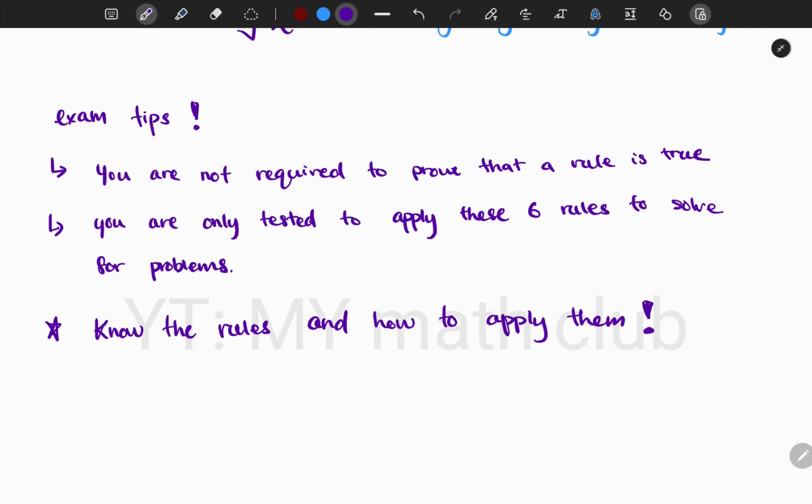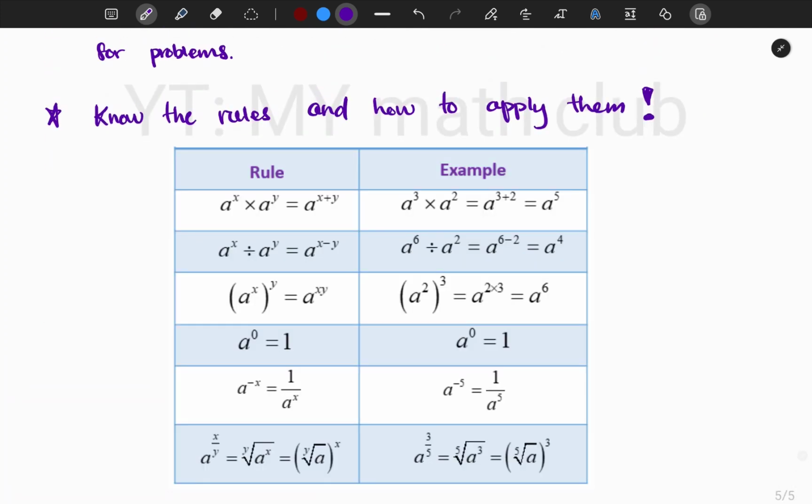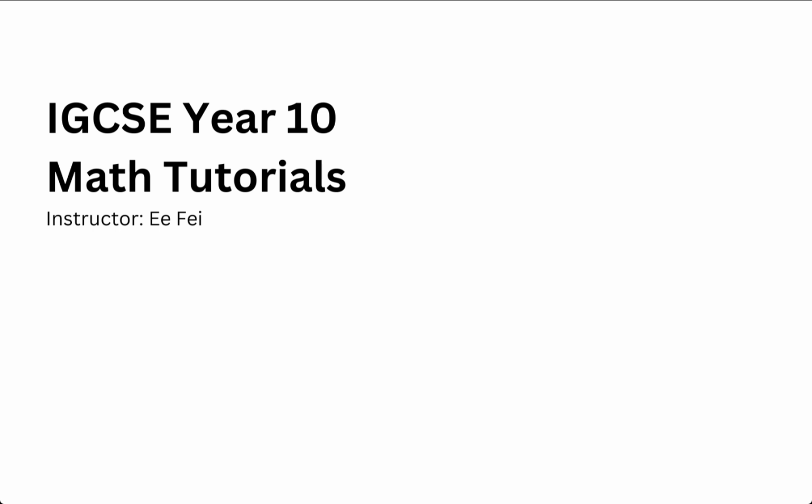And with that said, here is a summary of all the 6 rules that we have covered, and in the next video we will practice applying them in questions. So that is it for this chapter covering the last 3 rules of indices.